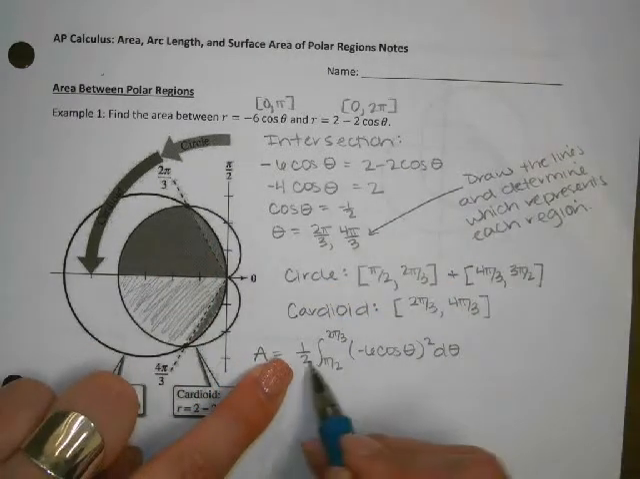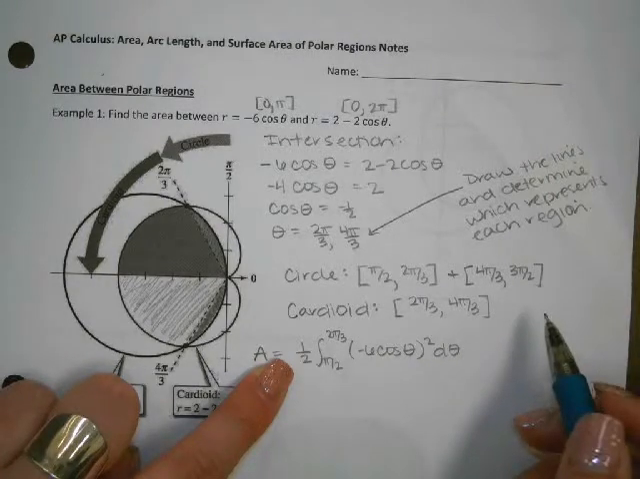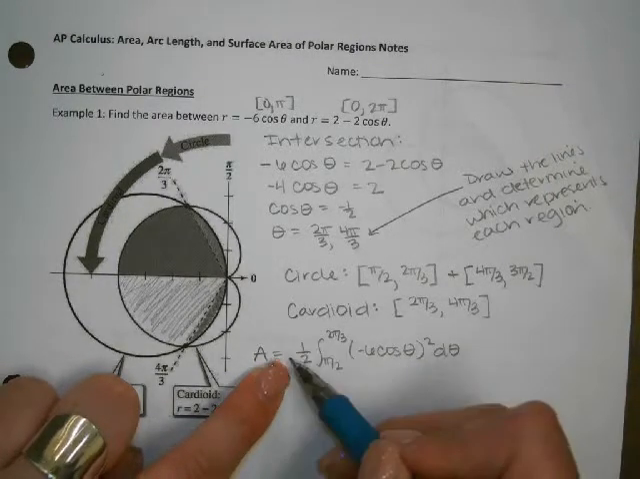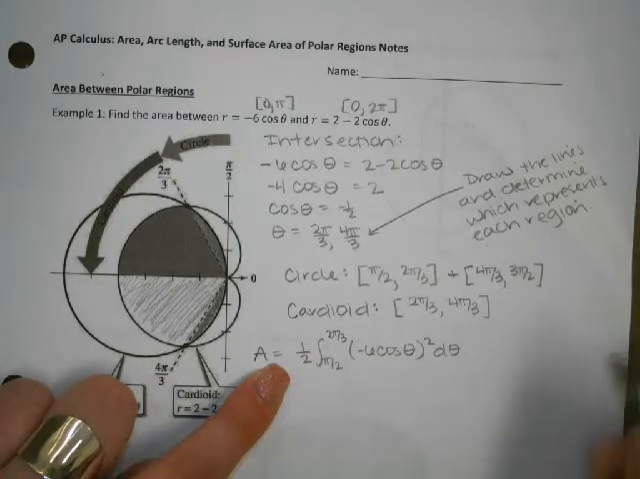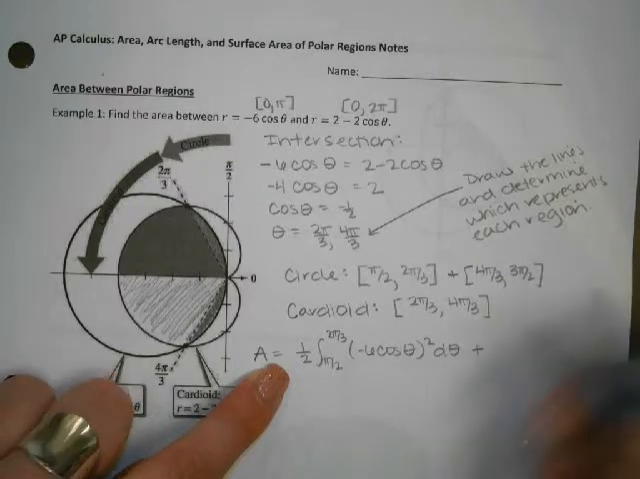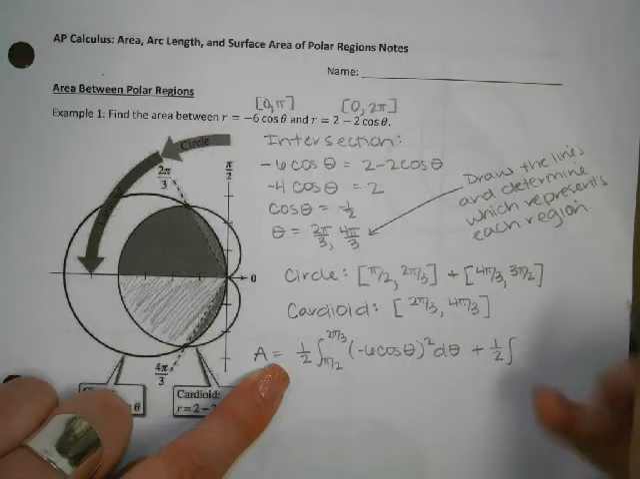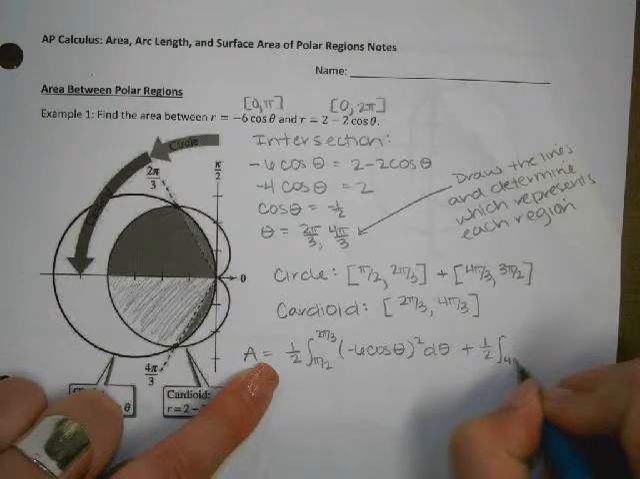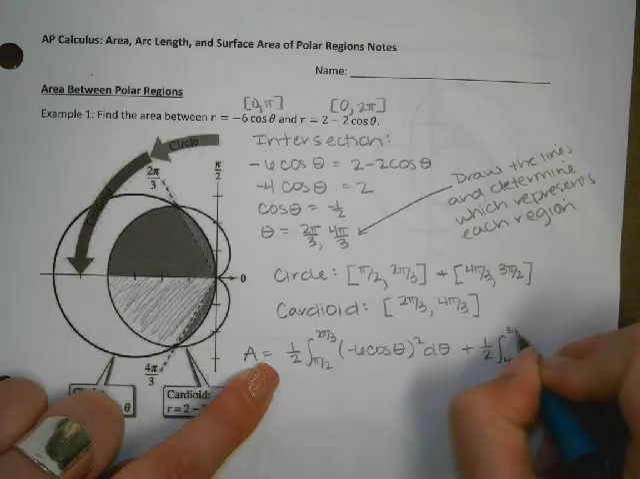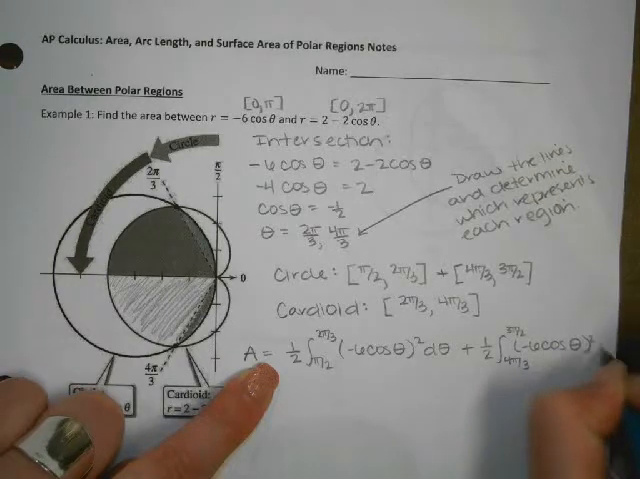So I could say 1/2 this sliver, and then I could write 1/2 plus the other sliver if I wanted, or I could put a 2 in front of this and just say I'm going to multiply those slivers by 2. So what I'm going to do is add the other sliver, but I'm going to rewrite this problem showing you how to use the symmetry to get the area. So this would be 4 pi thirds to 3 pi halves, (-6 cos theta) squared d theta.